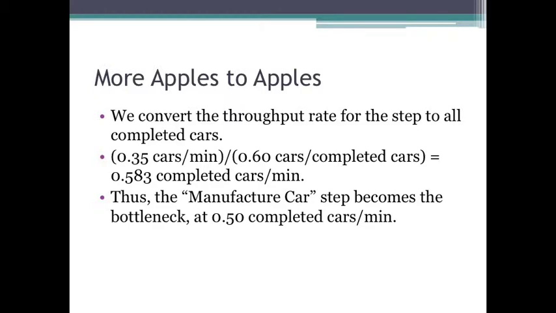So, moral of the story here, you have to be sure you're comparing the same things. You have to be sure you're comparing apples to apples. Numbers are almost never just numbers. There's usually some sort of dimensional component to them. And you have to take that dimensional component into account when you're looking at the steps in the process and looking at the process as a whole. So, make sure you convert the units as needed so that you are looking at the same things to see which step in the process has the smallest throughput rate, which step in the process is your bottleneck.